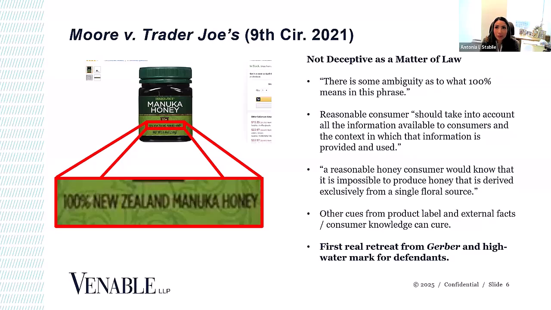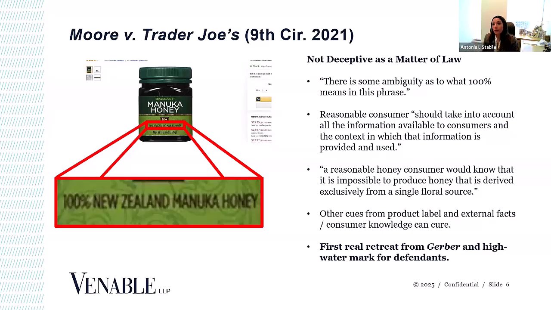And this case is interesting because there's a lot of windup in the decision about the background on how honey's made, how bees forage on different flower plants, and how you can't produce honey that's derived from a single flower. And the court really took all that context into account when it concluded that this 100% New Zealand Manuka honey claim was ambiguous. And basically, the court said, because this is ambiguous, a reasonable consumer would need more information before it could make a conclusion about the claim's meaning, especially the conclusion that the plaintiffs were pushing, which was that this product was actually derived from 100% Manuka flour.